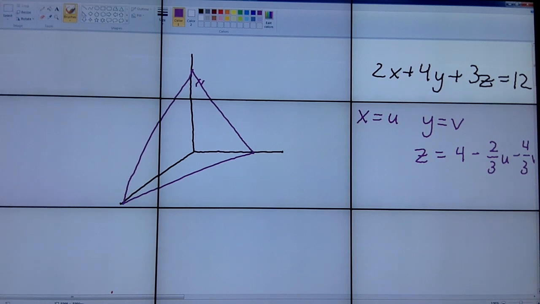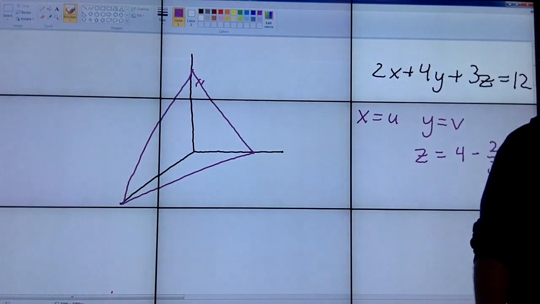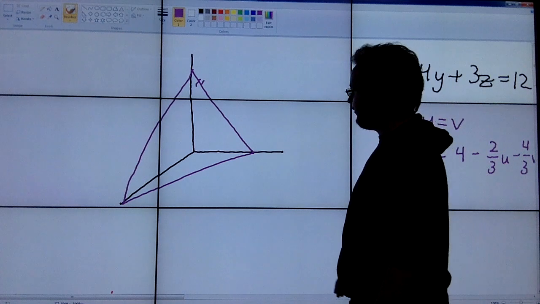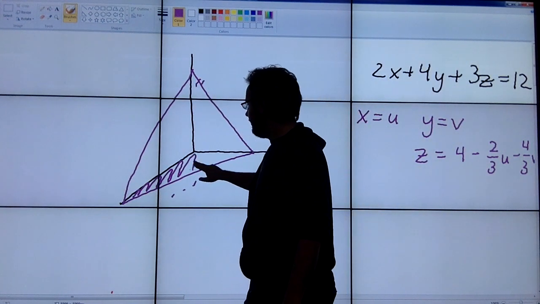Of course, no parameterization is complete without a description of its bounds, so we have to talk about what the bounds are. That's kind of hard, because what are the bounds on u and v? We're going to project this into the xy plane and see what shape we get.